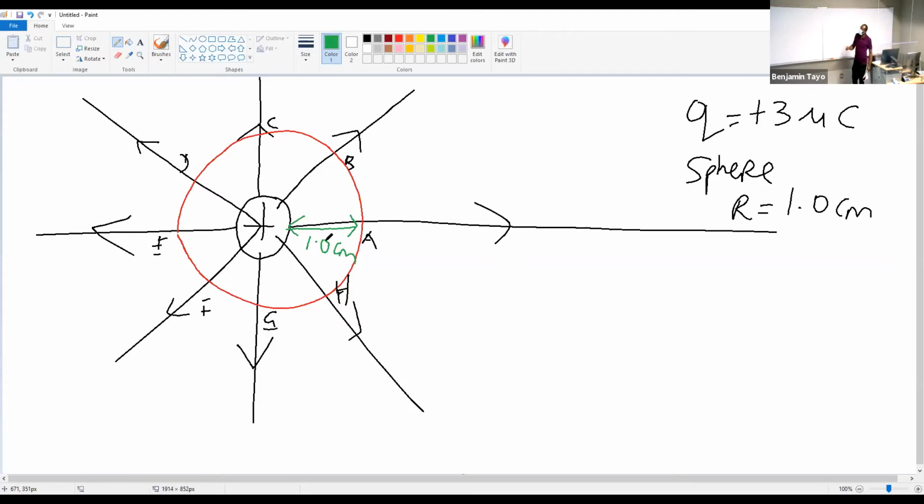because this is a sphere, the distance to point A is the same as the distance to point B, which is the same as the distance to point C, and so on. All the distances are the same, right? Now, what I want to do is calculate the electric field vector at each of those points. So what is the electric field at point A? What is the electric field at point B, at point C, and so on? So this is point B.